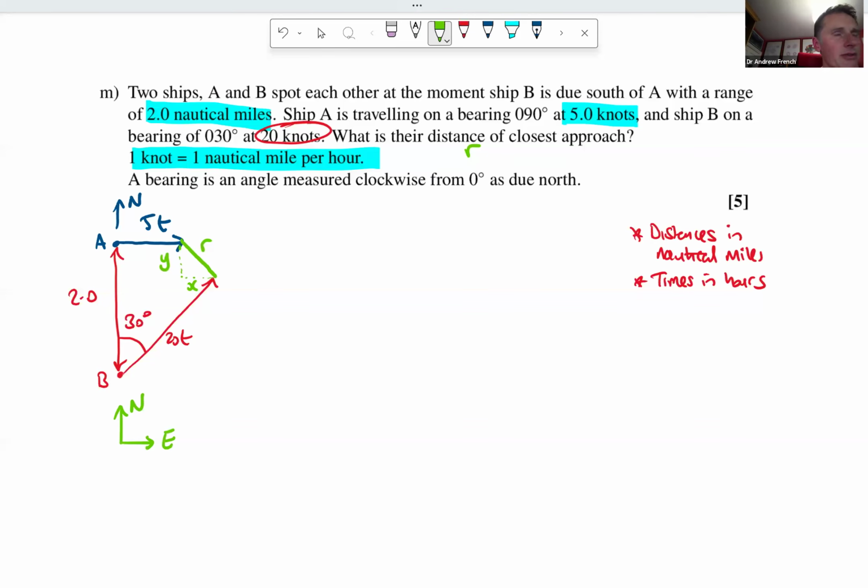All right, so I think that's the right diagram to draw. I think that's got everything in it, and what we're trying to find. So our bearings, of course, are clockwise from north. What do we want? We want the distance of closest approach. That's going to be using Pythagoras. That's how we can work it out, and we can find x and y from our other vectors. So let's go and write that out.